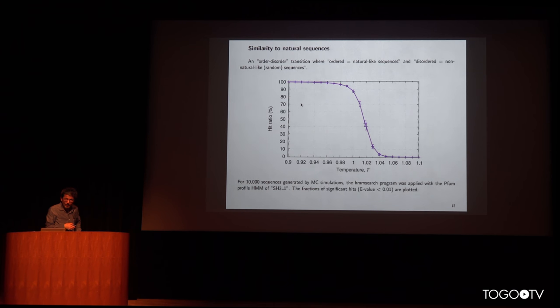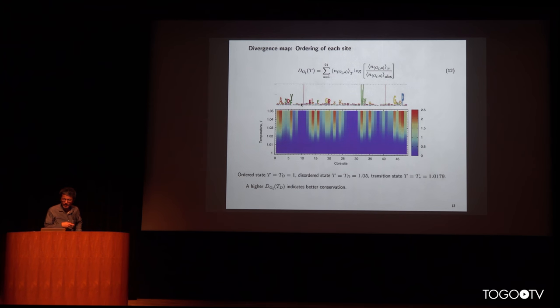But we still don't know that low energy sequences are really similar to the natural sequences. So I plotted the similarity to the natural sequences. In this example, I sampled 10,000 sequences at each temperature. For this database of 10,000 sequences, I ran HMM profile search against the SH3 domain family. This plots the fraction of the sequences that show a significant hit to the naturally occurring protein. So you see the nice two-state transition curve here. At high temperature, you will find very few natural-like sequences. But at low temperature, you will find mostly natural-like proteins.